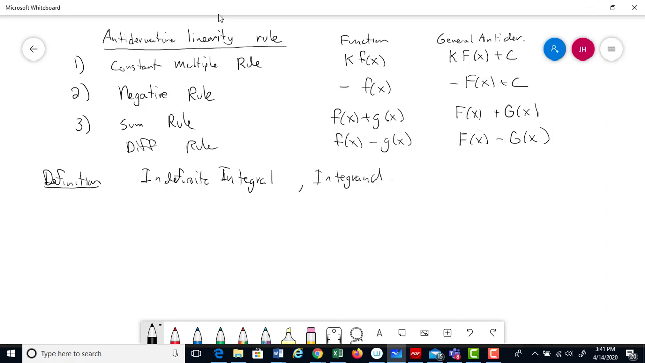So the set of all antiderivatives of f is the indefinite integral. Now we say the set of all antiderivatives because since we say plus c, c is an infinite amount of constants, so really this is a set of functions. It's a family of functions where they vary in c's.